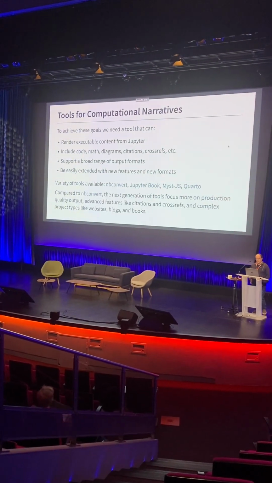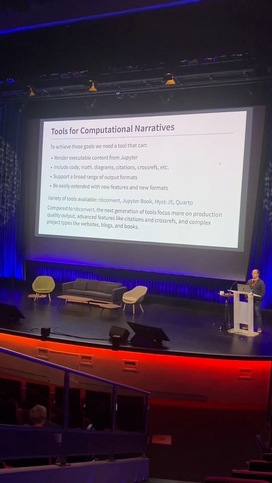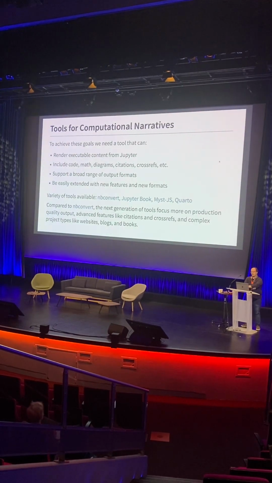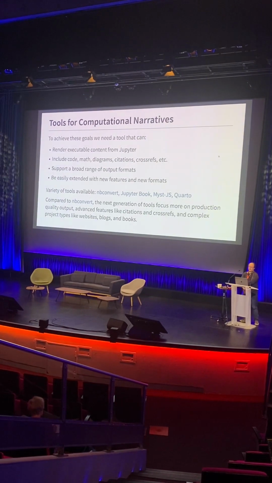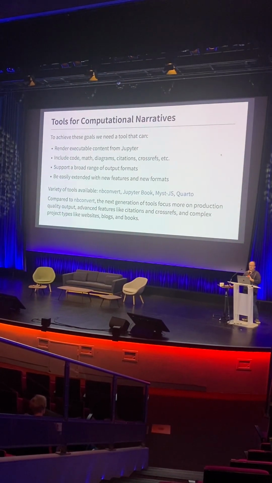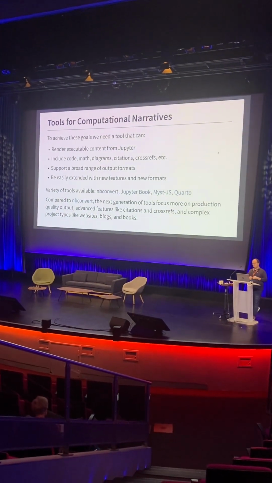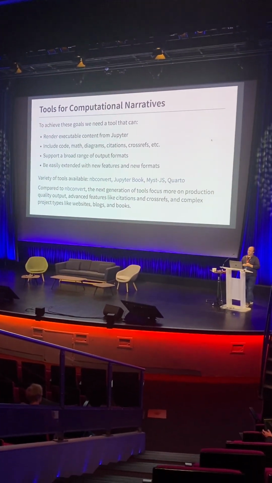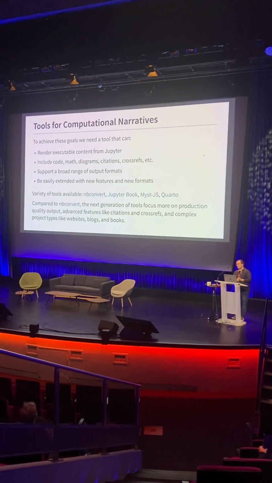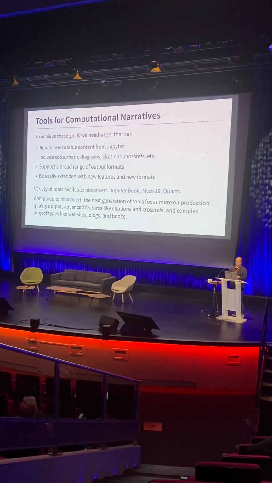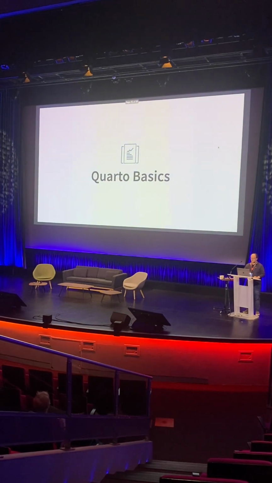And the main point of departure for these tools is that they focus a little more on giving you production quality output out of the box, but also supporting things like citations and cross-references, and then more complex project types like websites, blogs, and books. So a lot of these fundamental things have been in NB-Convert, NB-Viewer, things like that for a long time, but these new tools go quite a bit beyond. And so I'm going to talk about Quarto in this talk, but I think the other tools are also very much worth a look.